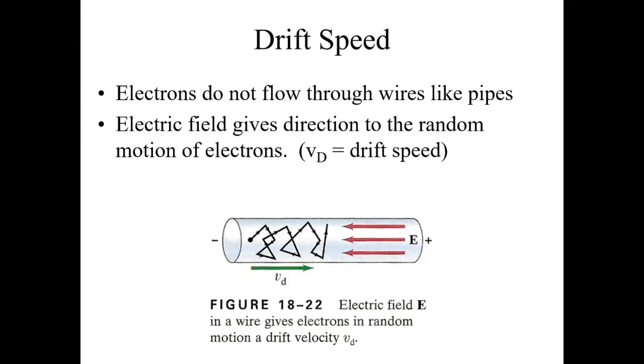Now, we often think about electrons flowing like water. We use that metaphor all the time, but it's not a perfect metaphor. Electrons don't really flow through wires like pipes. The electric field gives direction to the random motion of the electrons. So what does that mean? We have to have positive and negative in order to have an electric field. So you set that up with a battery or a power source. Now the electrons will flow towards the positive end, and we call that the drift speed.